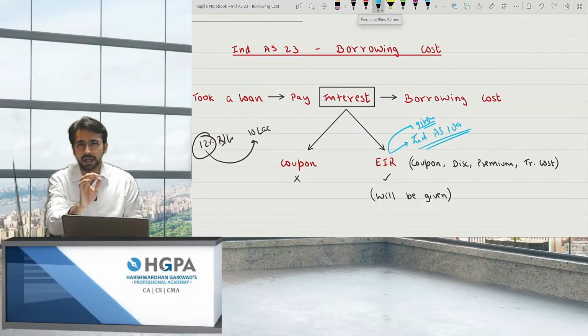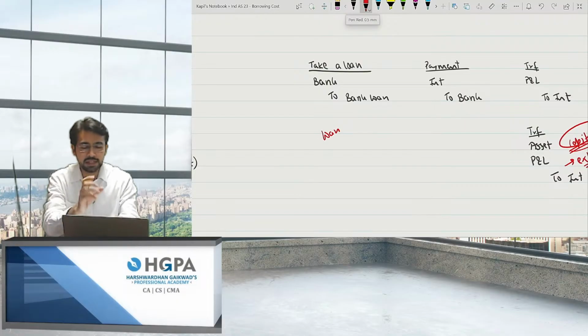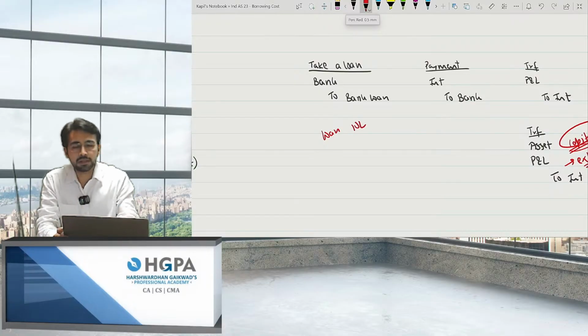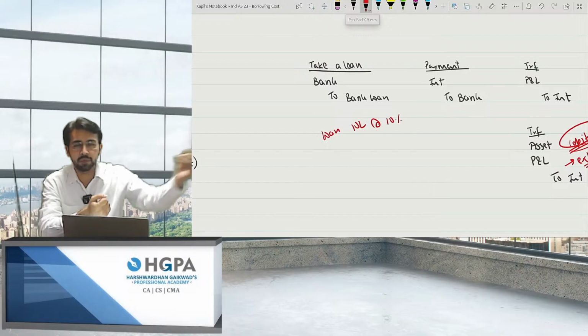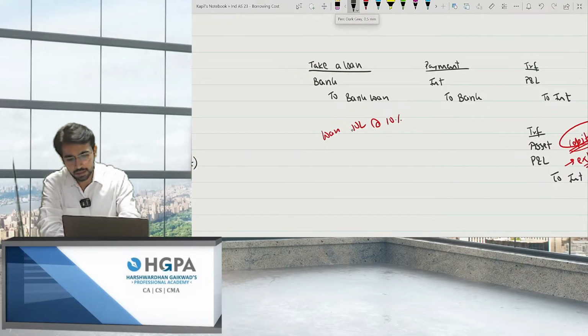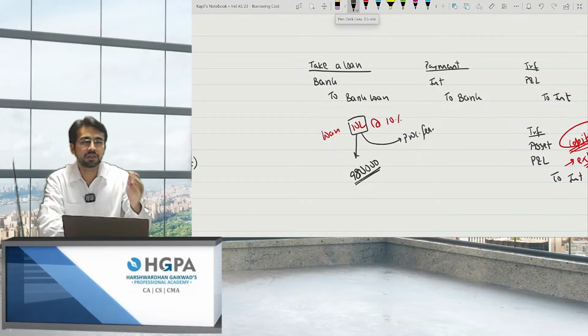I'll just give you a rough idea. Suppose I take a loan for only 1 year, a rough example of 10 lakh rupees at the rate of 10%. Can I say I'll pay 1 lakh rupees interest? Along with interest, I'll have to pay 10 lakh to the bank, right? But the problem is I did not get 10 lakh rupees in my hand because there were some processing fees also. Let's say 20,000 was the processing fees, so I got in my hand 9 lakh 80,000.